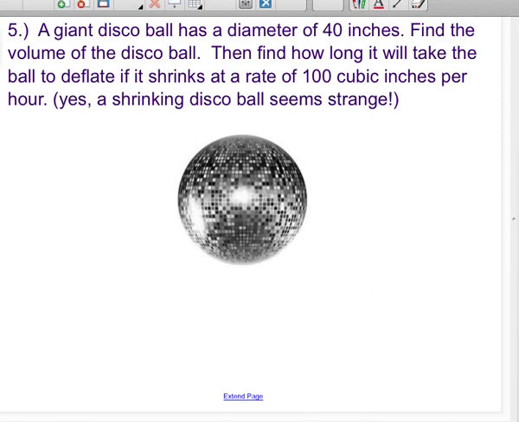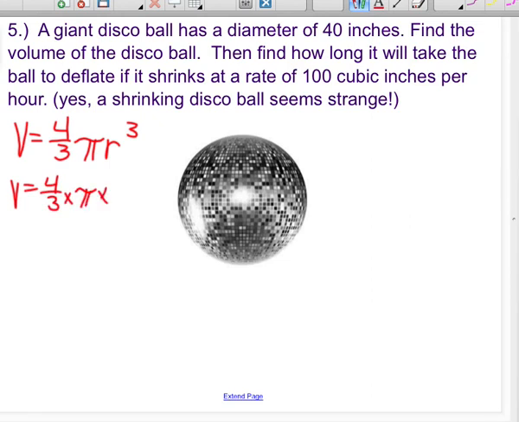So first, let's just calculate the volume of this thing. 4/3 pi r cubed. 4/3 times pi. What's the radius? It's not 40, it's 20, cubed. The volume of the disco ball is as follows. Pretty big. 33,510.3 inches cubed.